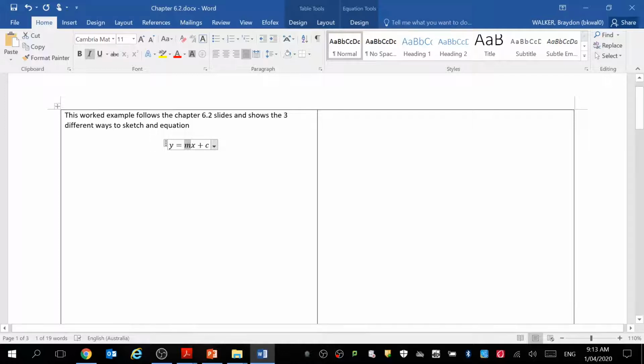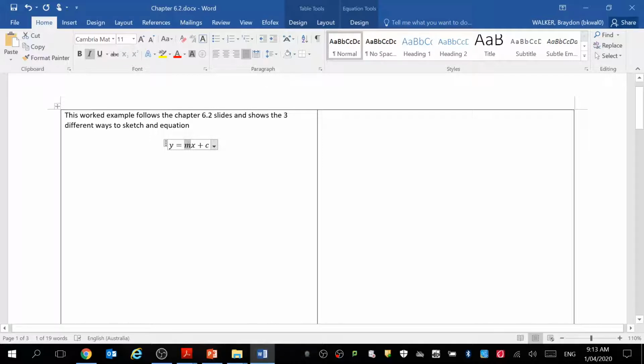The c value is what we call our y-intercept, and an intercept is where our line crosses over the y-axis in this case. It is possible to have an x-intercept, and a lot of people get confused. They think this m is the x-intercept. It isn't. That is our gradient.